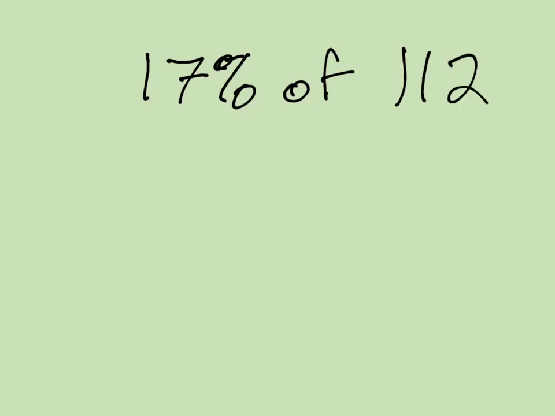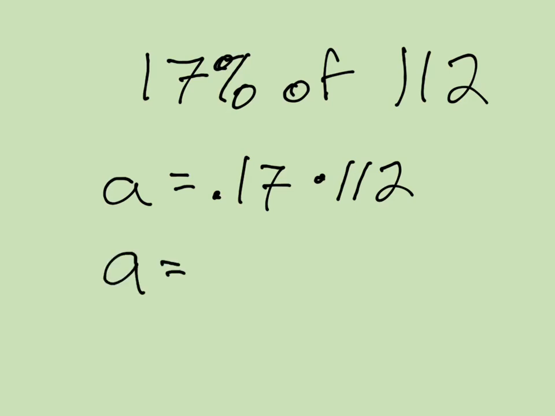Now, this works really well. I mean, let's look at another example. What is 17% of 112? Well, 17% is 0.17 of 112. And so remember, always show what you're entering into your calculator. Don't just write down an answer. And so that's 19.04.